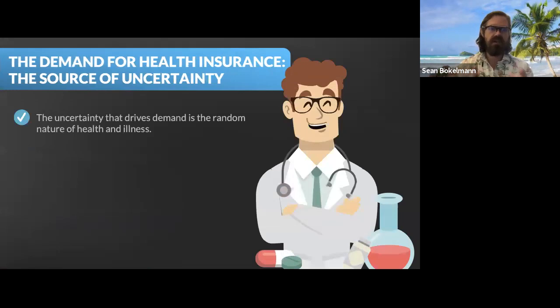All right, so first we need to think about the risk, right? Where is the uncertainty coming from that creates these financial risks that people want to insure against? Well, it's really just the random nature of health and illness, right? And we've talked about this before. The things that affect your health are more or less random, right? If you get in a car accident and get injured, that's pretty much a random event. If you get the flu, that's pretty much a random event. So that's really where the uncertainty is coming from, the random nature of our health.